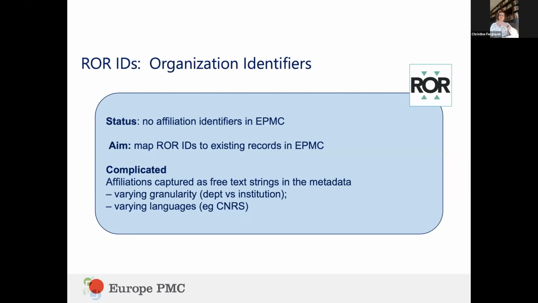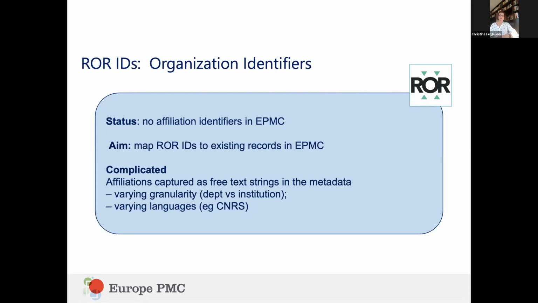The situation with incorporating organization identifiers is a little different to global grant identifiers. So I'm quickly going to take you through this. At the start, we had no organization identifiers in Europe PMC, no space in article metadata to include organization IDs. So affiliations were captured by basically free text strings. And these free text strings varied in granularity. Some captured departments or units like the gastroenterology unit. Some only captured the institution.